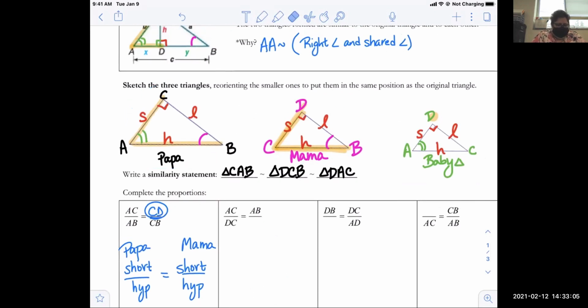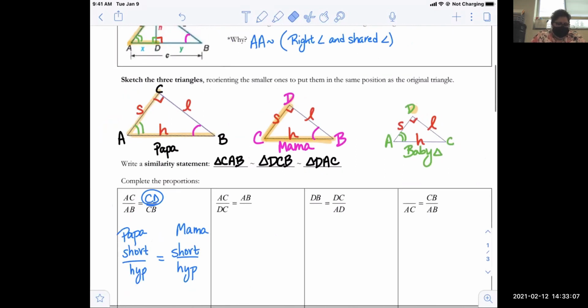Okay, so AC and DC. Which triangle has AC and DC as two of its sides? Let me get rid of the highlighting here. Which triangle has AC and DC? Isha, which triangle has AC and DC? Okay, so that's baby. Is AC short, long, or hypotenuse? And then what about DC?